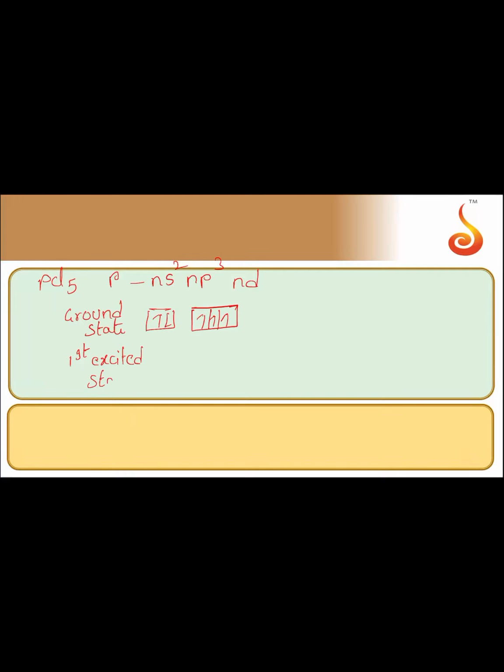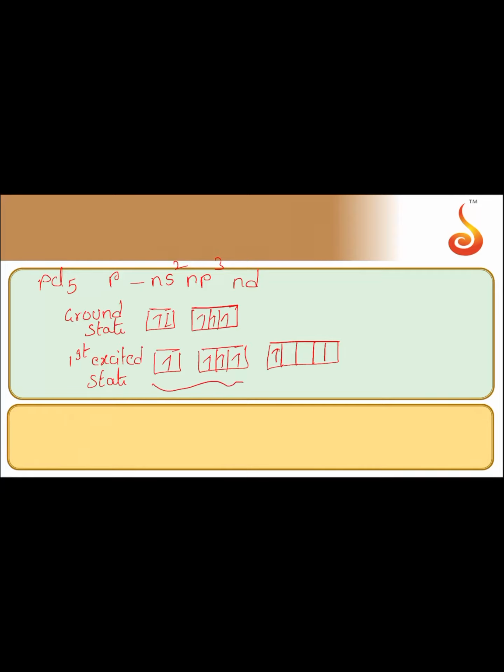In the first excited state, the electron present in the ns orbital will be excited to the nd orbital. The electron present in the ns orbital is excited to the nd orbital. So now in the first excited state, phosphorus has 5 unpaired electrons. Now these orbitals which have unpaired electrons will be involved in the hybridization.